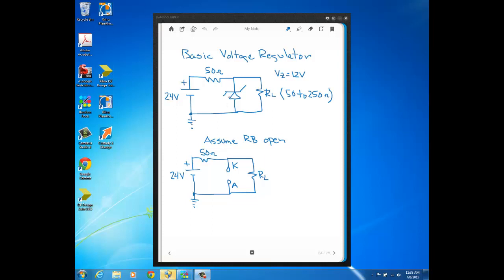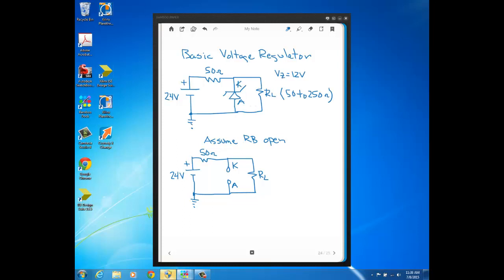So here we do have a circuit that regulates voltage. This is the most basic voltage regulator circuit you can have. And if you look at this circuit, it's what we saw in the last video with the addition of a Zener diode connected in parallel with the load.